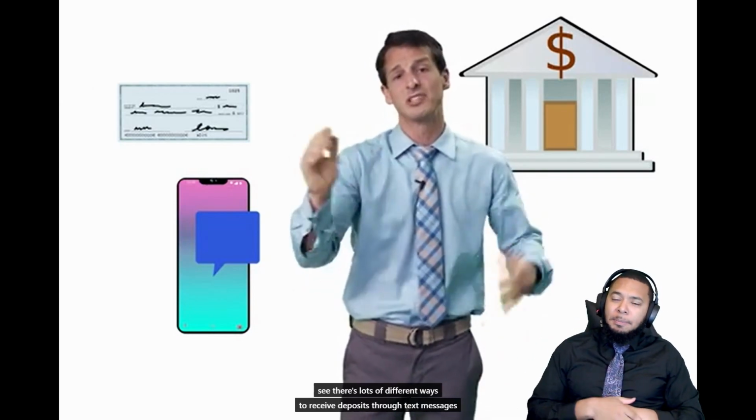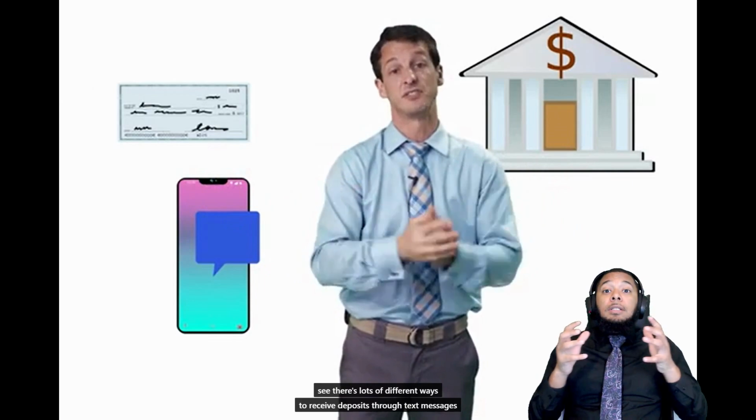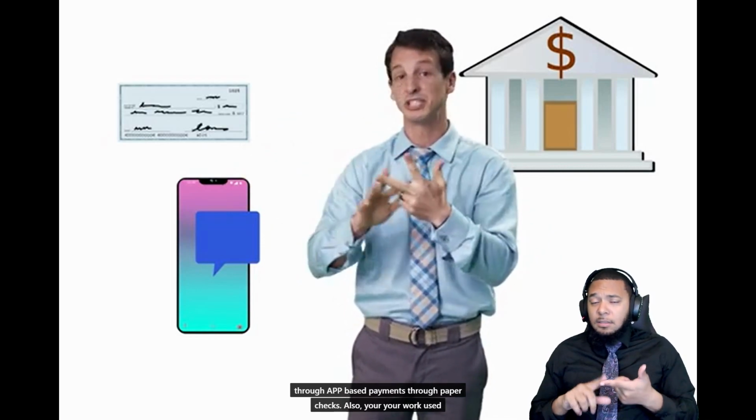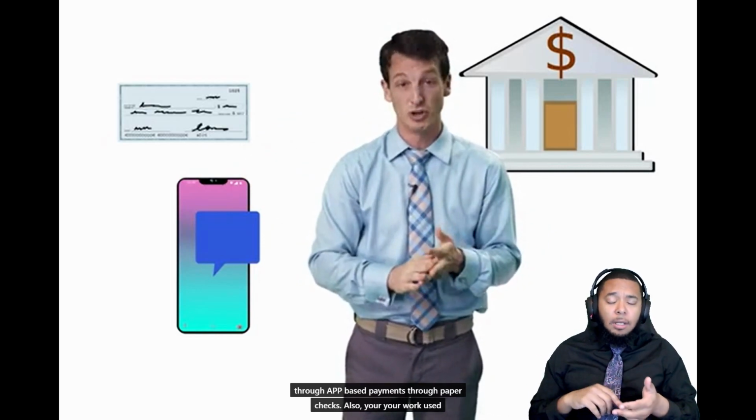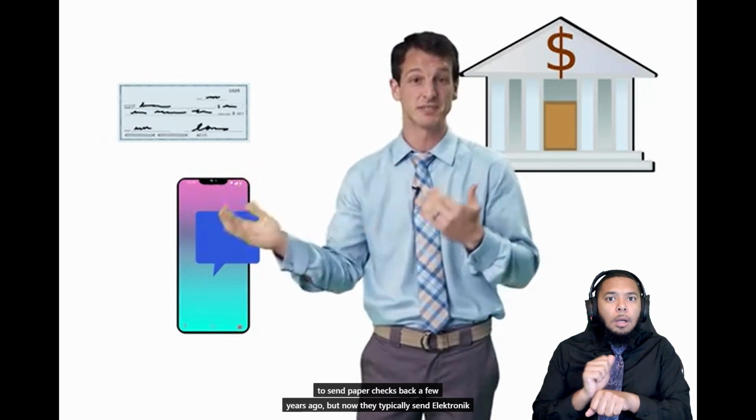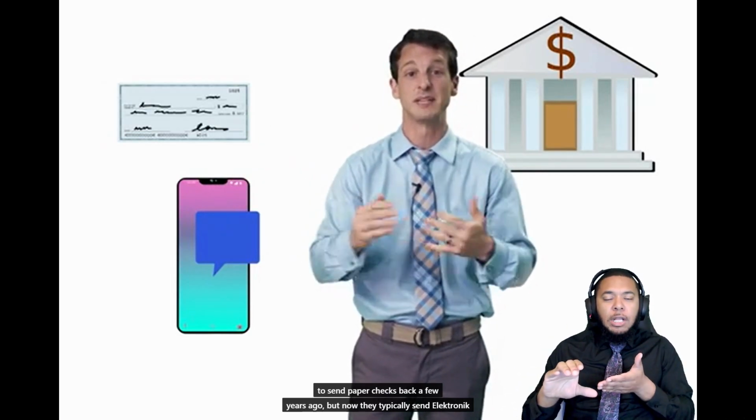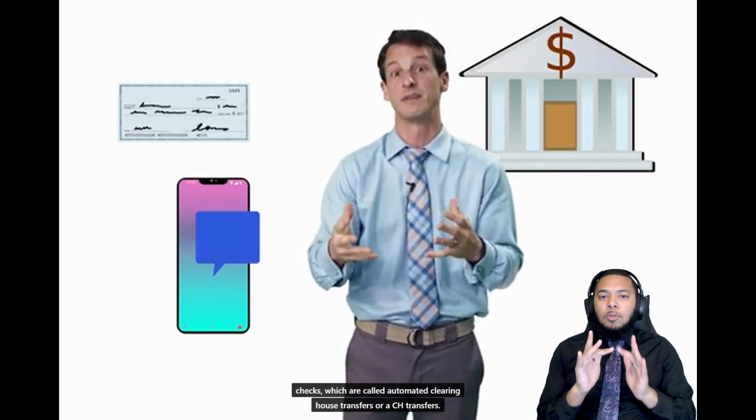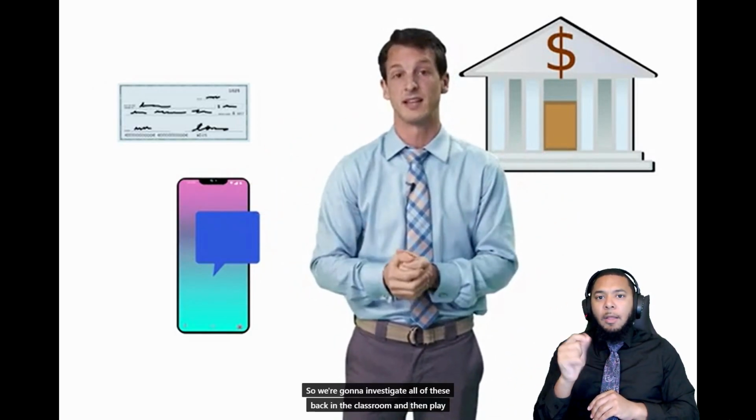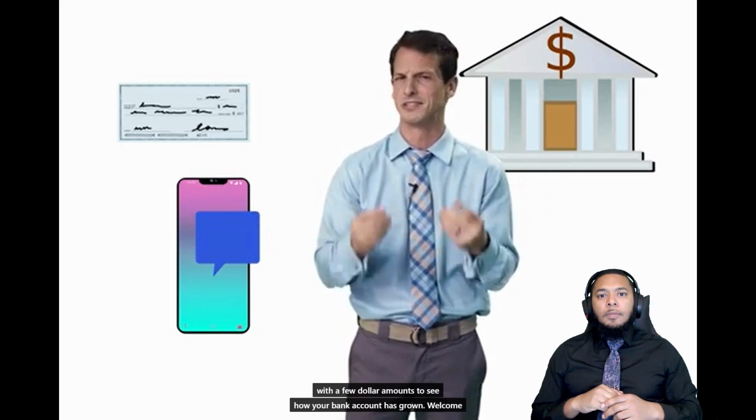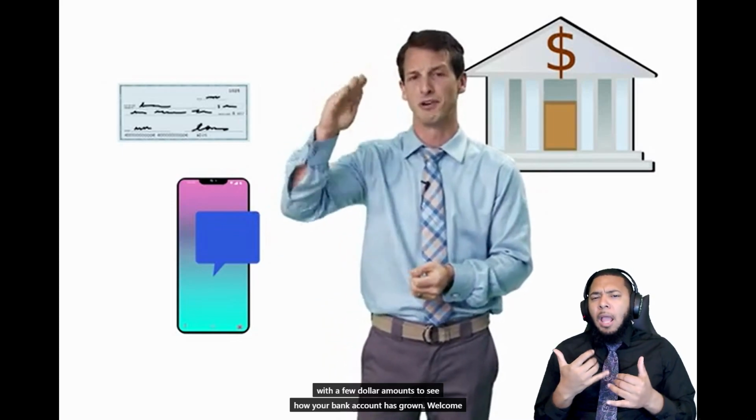So you can see there's lots of different ways to receive deposits through text messages, through app-based payments, through paper checks. Also, your work used to send paper checks back a few years ago, but now they typically send electronic checks, which are called automated clearinghouse transfers, or ACH transfers. So we're going to investigate all of these back in the classroom and then play with a few dollar amounts to see how your bank account has grown.